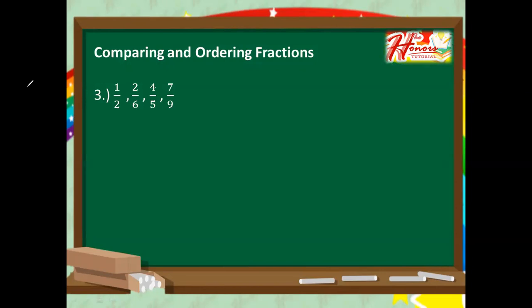So we have to get first the LCD of the given. So focus on the LCD or the denominators. So we have here 2, 6, 5, and 9. We are going to use now the ladder method. So just think of a prime number that can divide 2, 6, 5, or 9. Let's use 2.